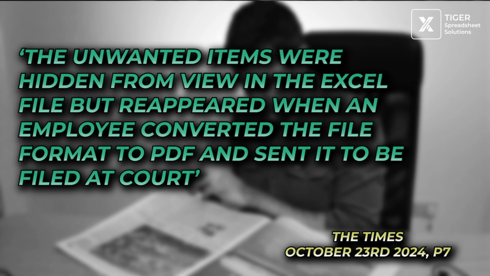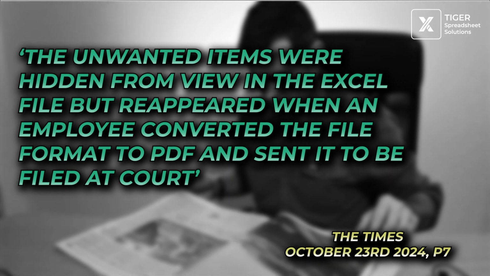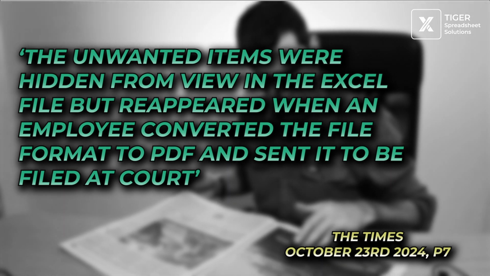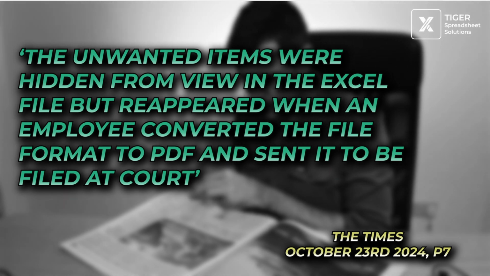Right, let's move on to calamity number two. So what happens? The unwanted files were hidden from view in the Excel file, but reappeared when an employee converted the file format to PDF and sent it to be filed at court. So this is about Barclays Capital in 2008. They accidentally bought a load of assets from Lehman Brothers, who were already bankrupt, saving a huge amount of money.